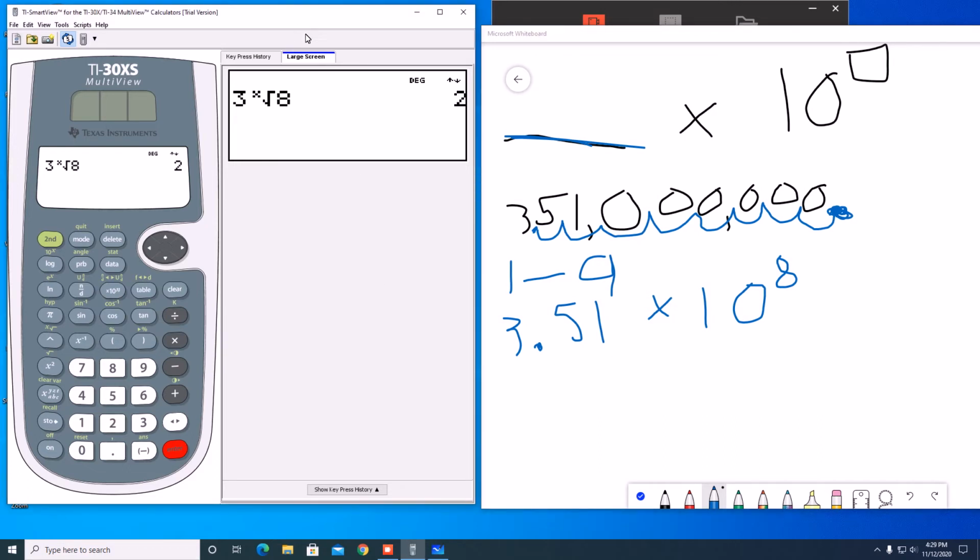And so if we were going to put this in our calculator, let's say they gave us the number and they say, hey, here's this number in scientific notation, write the number as a normal number. So we just type it in, 3.51 times 10 to the 8th. So remember that caret key and then enter. And that's what we get. We get 351 million.